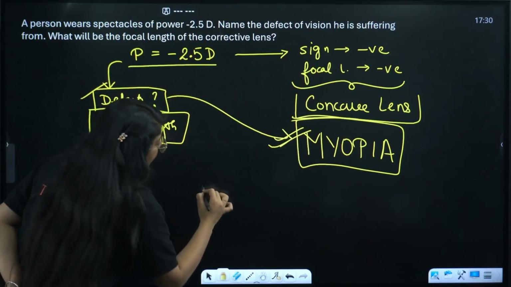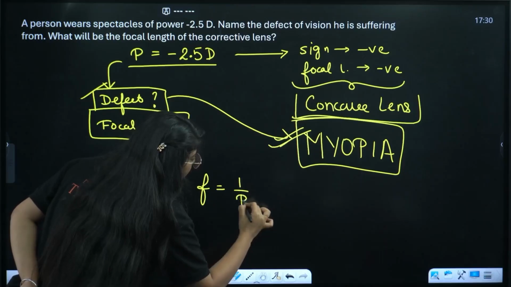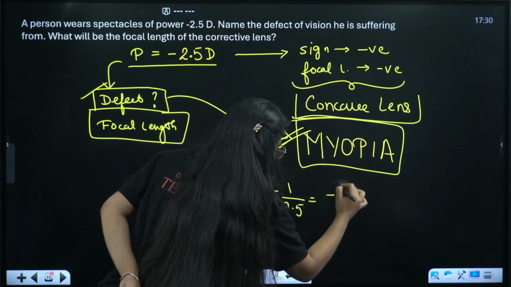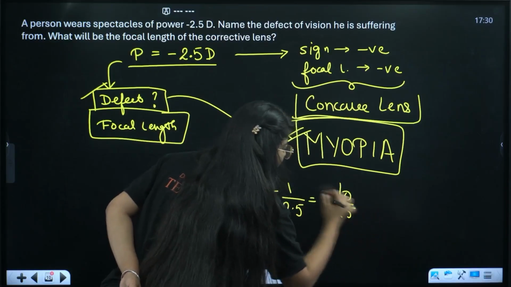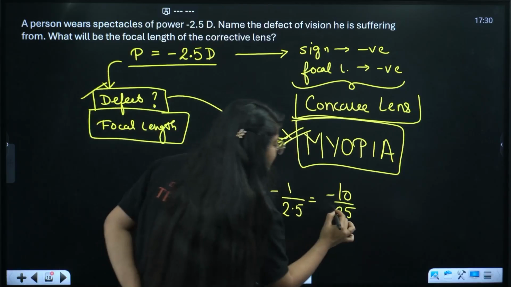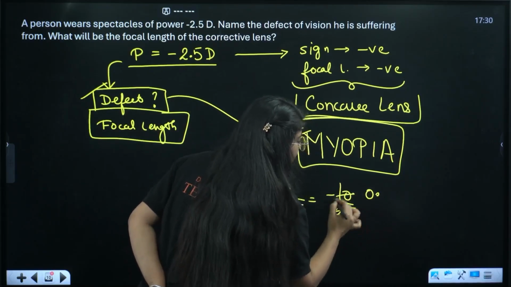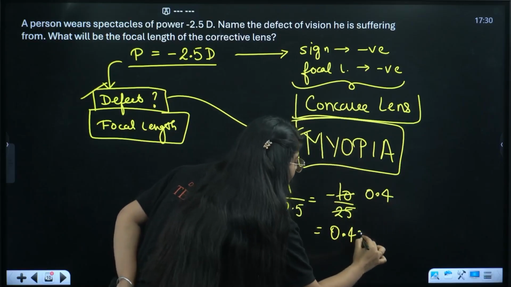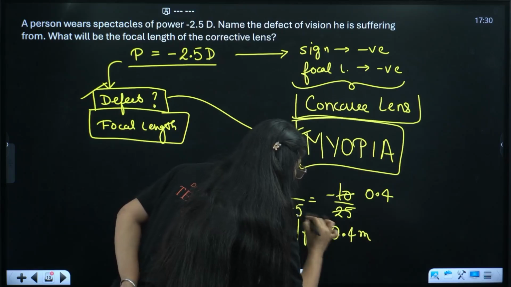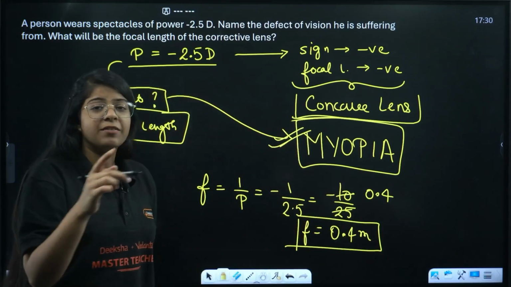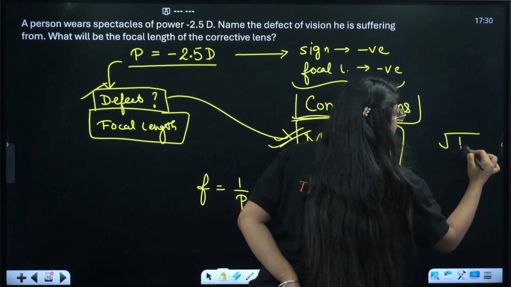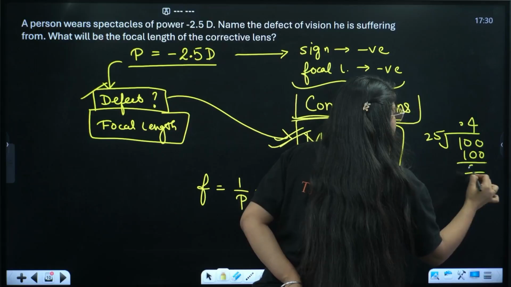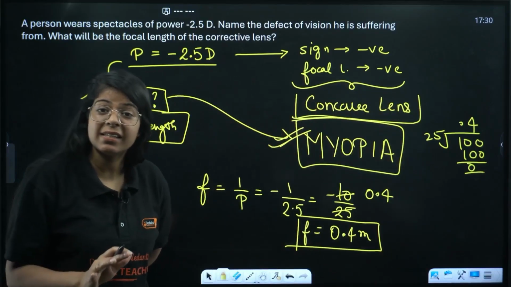Focal length is simply the inverse of power. So this is 1 by P. That means this is 1 by 2.5. And this is minus 10 divided by 25. Now if you solve this, this will be 0.4, but in meters. Can you solve this calculation? This is easy, right? You just have to divide 10 by 25. It is easy, 0.0 and with 400 comes. Easy, very easy. Done?